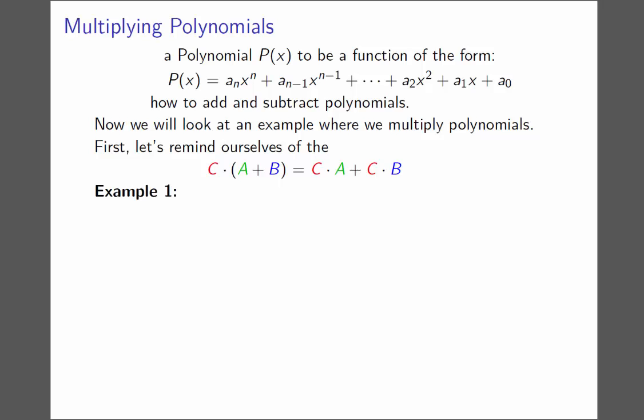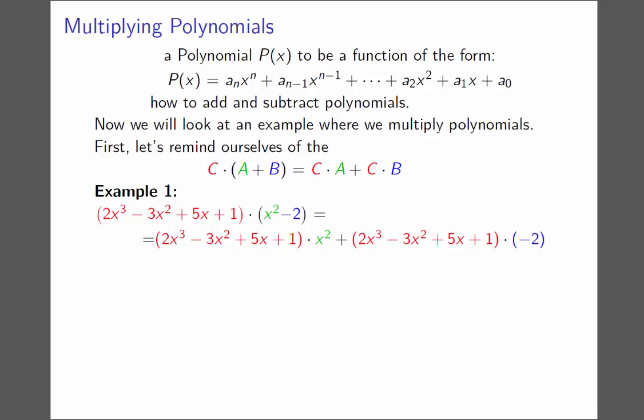Let's use this in our example, where we compute 2x cubed minus 3x squared plus 5x plus 1 times the polynomial x squared minus 2. Distributing, we have that our c here is the whole polynomial 2x cubed minus 3x squared plus 5x plus 1. Our a is x squared and our b is minus 2. So distributing, we have that polynomial times x squared plus that polynomial times negative 2.